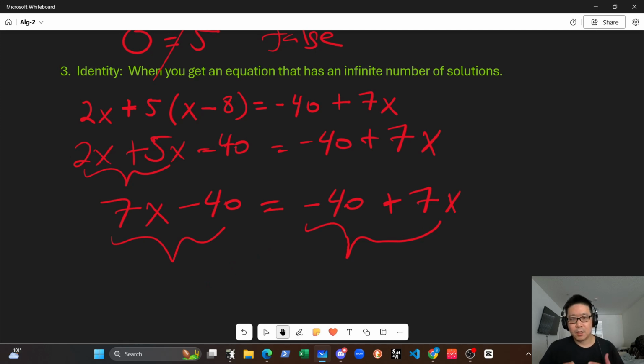So what they mean by an infinite number of solutions is you can plug in any number into the x. So you can plug in 1, 2, 5, 0.5, 1,000 into x, and you'll get a correct solution, a true solution. All right? And it's true for an infinite number of solutions. And that's what they mean by an identity.